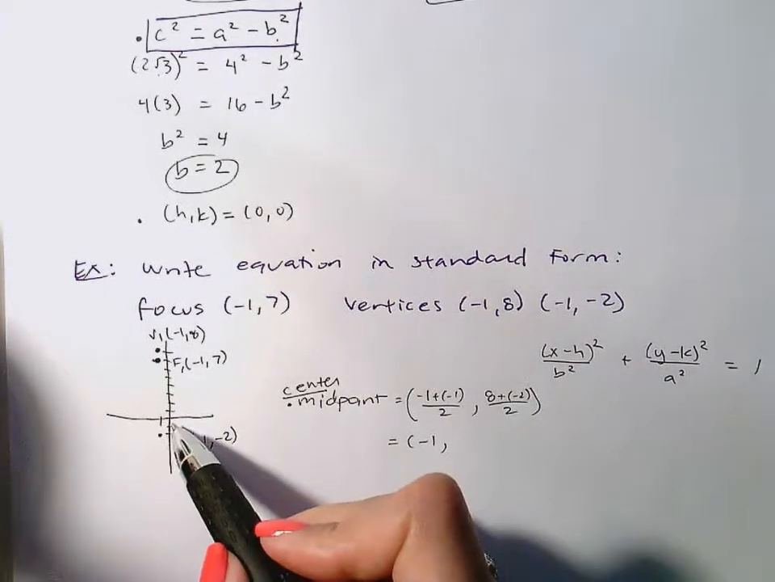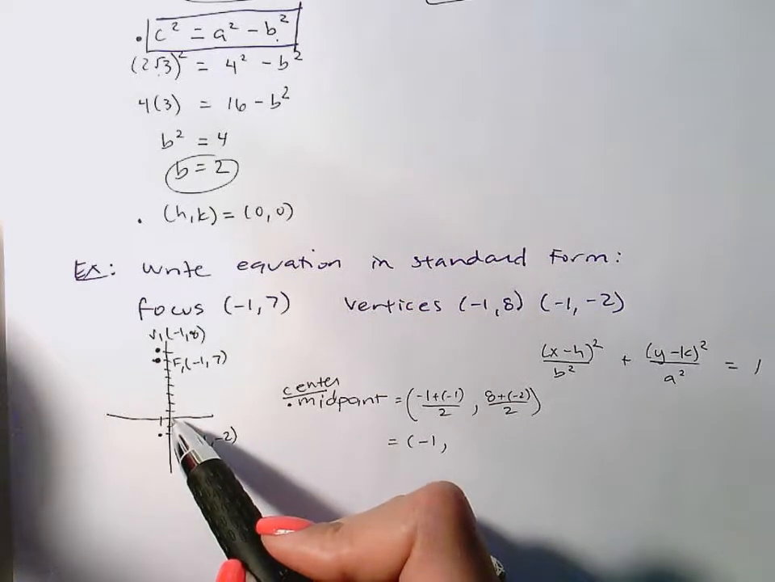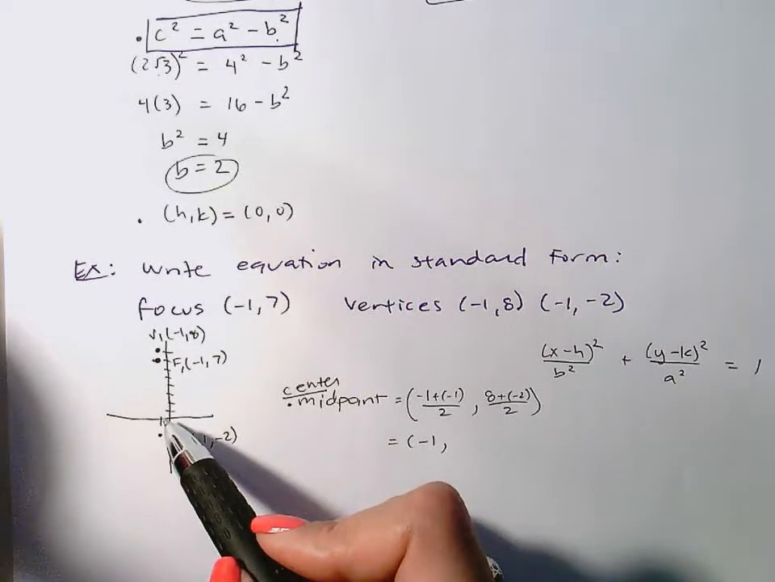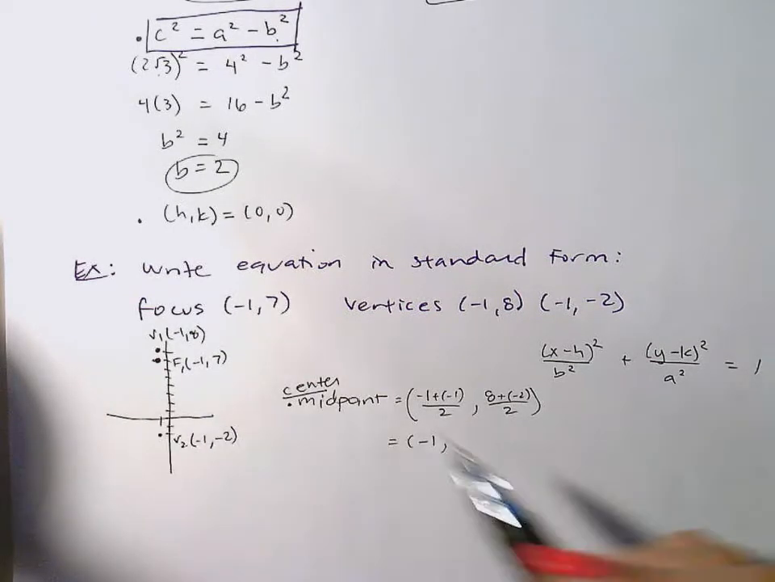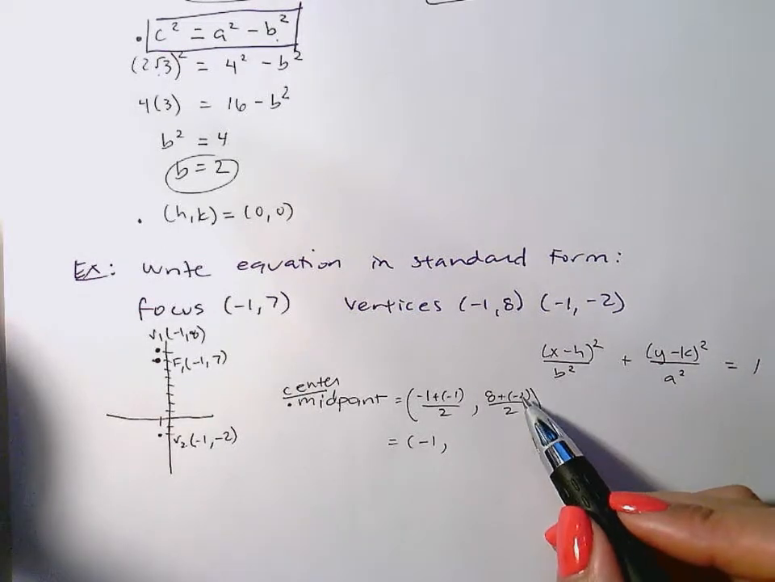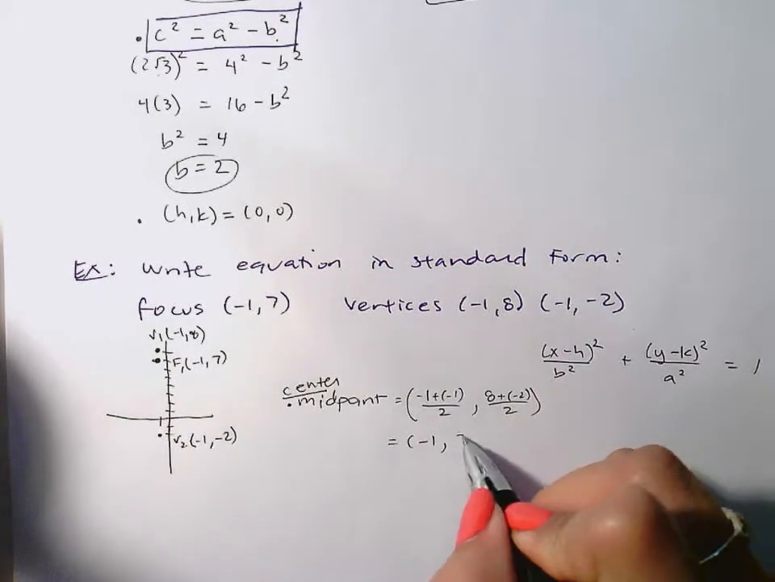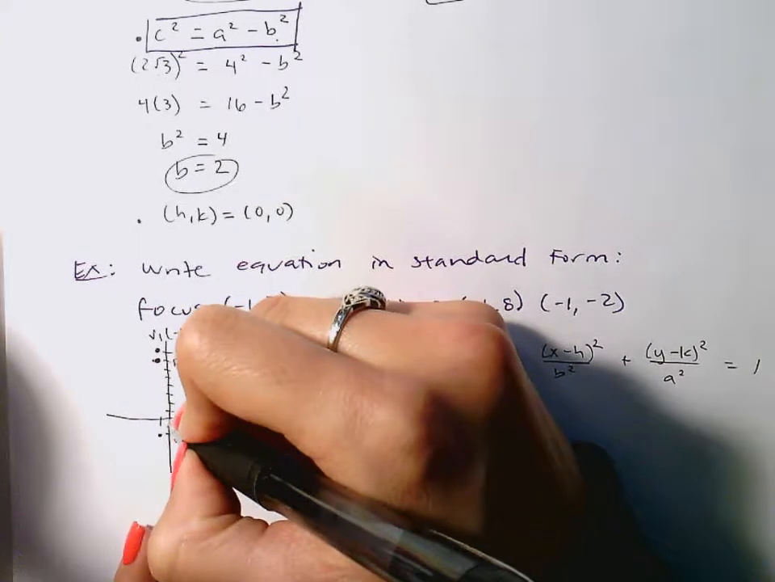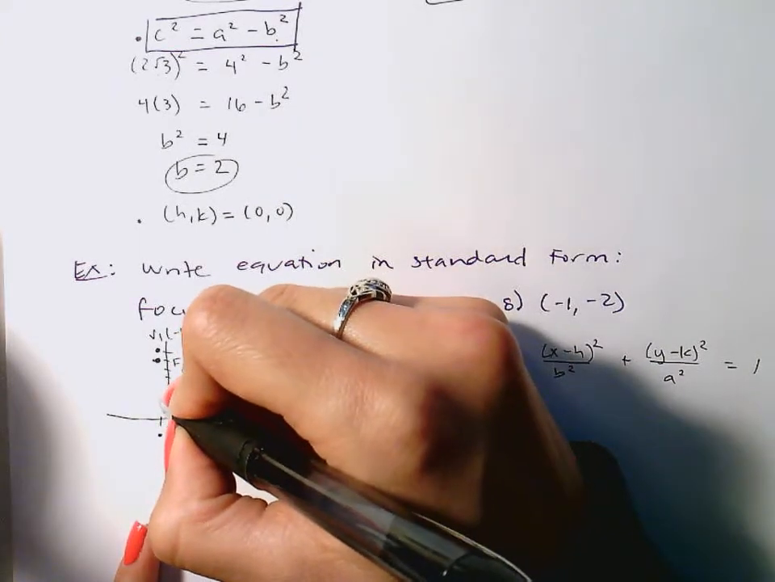So if we compare it to what we have here, to our picture, my center should be at an x value of negative 1, and the y value is 8 minus 2, which is 6, divided by 2, which is equal to 3. So we're at negative 1, 3.